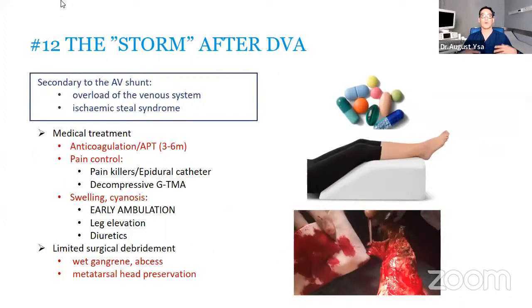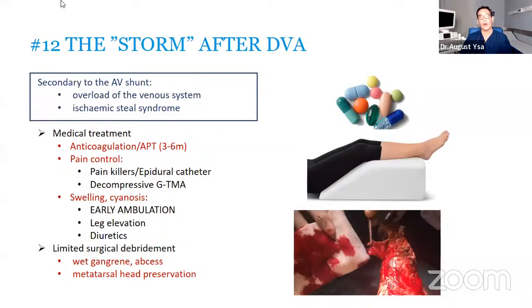And once you have your DVA already working, you need to face the stump after DVA, and this is related to the shunt, to the AV shunt. This increases the overload of the venous system and increases the ischemic steal syndrome.